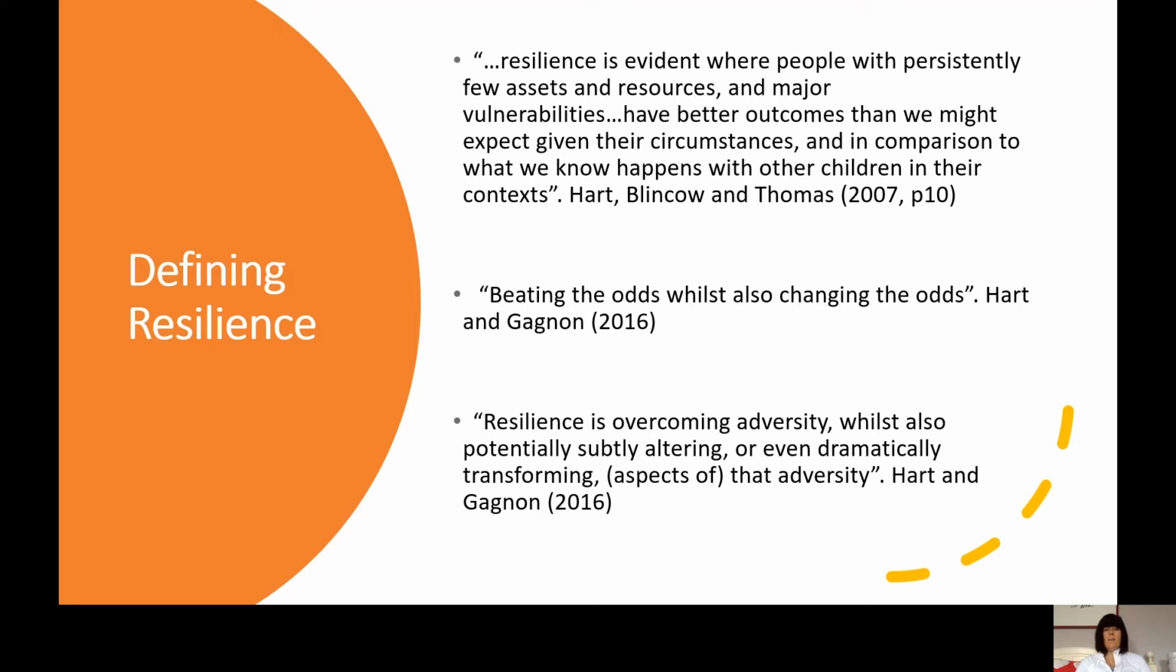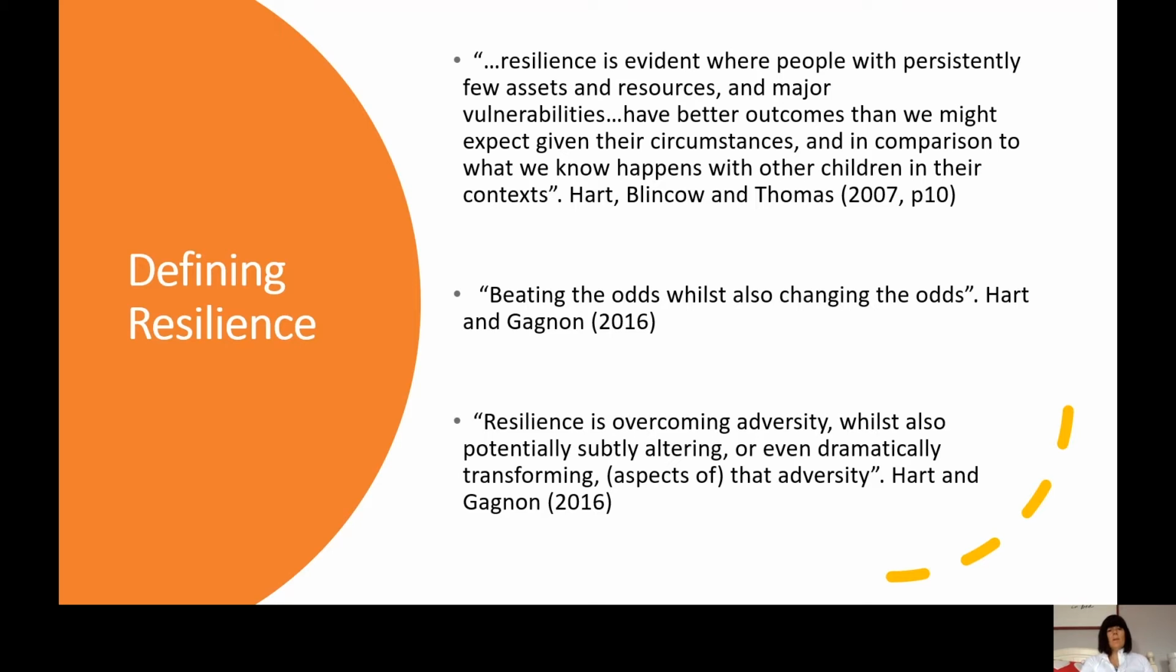So resilience is overcoming adversity whilst also potentially subtly altering or even dramatically transforming aspects of that adversity. So the thing about resilience is that we need two ingredients, if you like. There has to be an element of an adverse experience that's taken place, and in our work it's so important to hold that individual piece when we're talking about adversity, because what might be adverse for me might be very different to somebody else, so holding that subjectivity is really important. And then the second part is, like I say, doing better than we'd expect. So those are the two things that need to be in place when we're thinking about resilience.